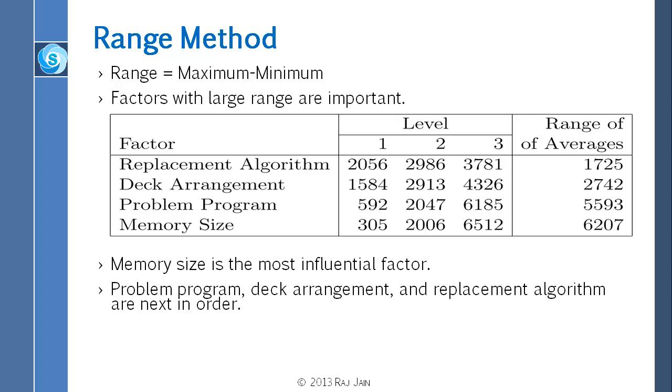The next influential factor is problem program, and then the deck arrangement, and then the replacement algorithm. Because if you change the replacement algorithm, it is going to only change the performance by 1725, not more. But if you change the memory size, it will change the performance by that much. So this is basically another way to convince other people as to what your conclusions are, and you can use it to analyze as well when you have a large number of experiments.